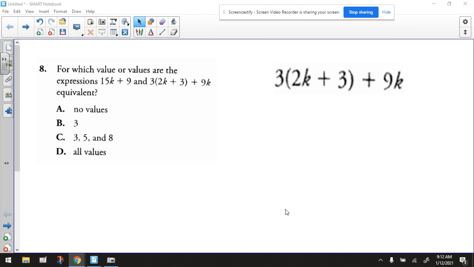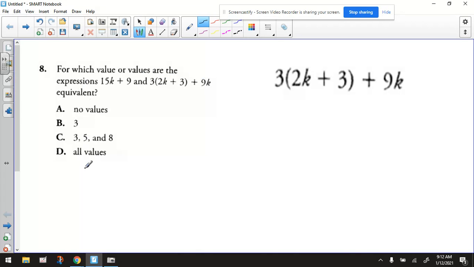We're taking a look at question number 8 from one of the quizzes, quiz 7B. This one's a little bit tricky, so I thought I'd get you started on this. For which value or values are the expressions 15k plus 9 and 3 times (2k plus 3) plus 9k equivalent?